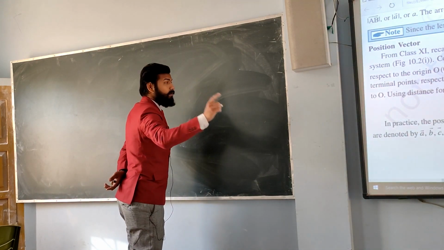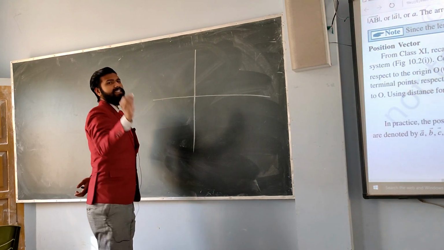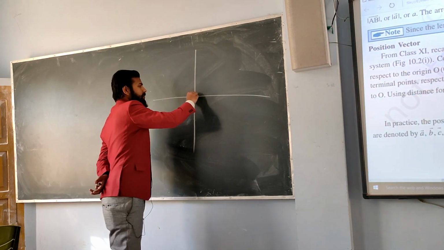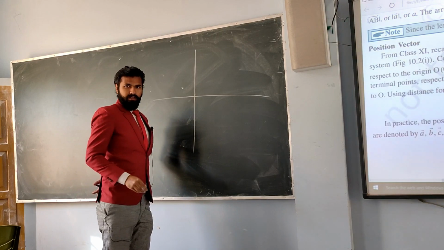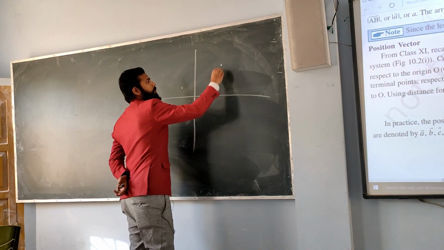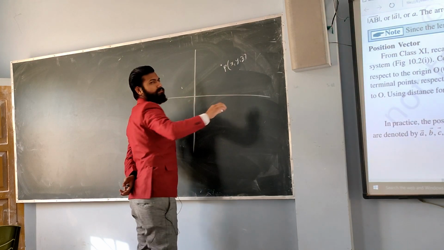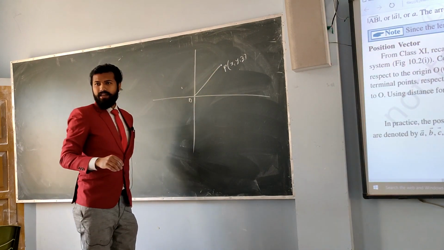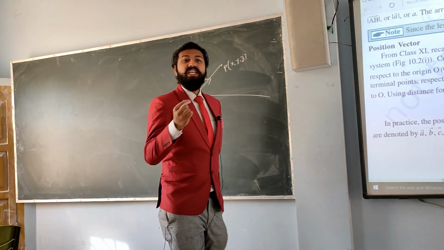What is position vector? Remember, look here. This is a Cartesian plane, with the x axis, y axis and z axis. Now there is a point. Let the point be P, and P represents x, y, z. When I connect the origin with this point on the 3D plane, this is called a position vector. Clear? Understood? What is position vector?